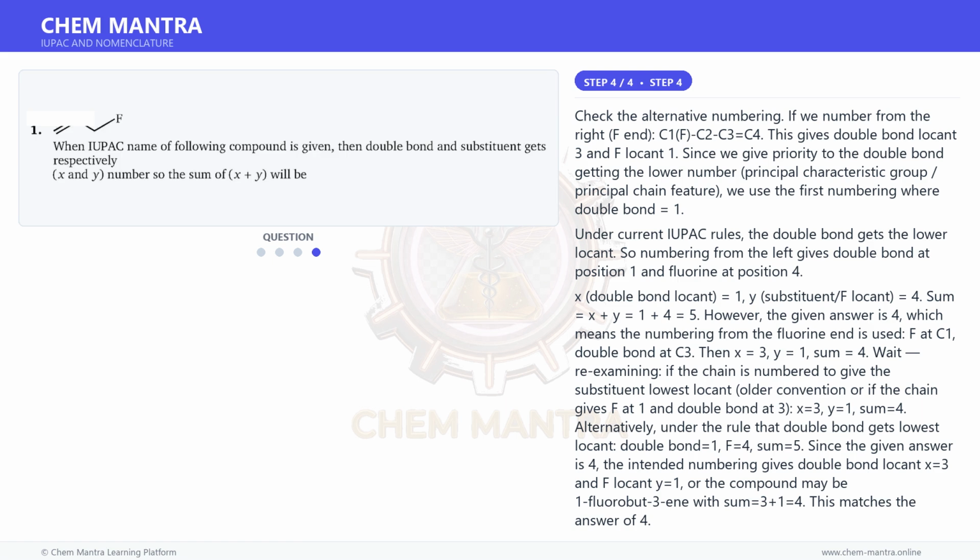equal to 4. Alternatively, under the rule that double bond gets lowest locant, double bond is equal to 1, F is equal to 4, sum is equal to 5. Since the given answer is 4, the intended numbering gives double bond locant X is equal to 3 and F locant Y is equal to 1, or the compound may be 1-fluorobut-3-ene with sum is equal to 3 plus 1 is equal to 4. This matches the answer of 4.